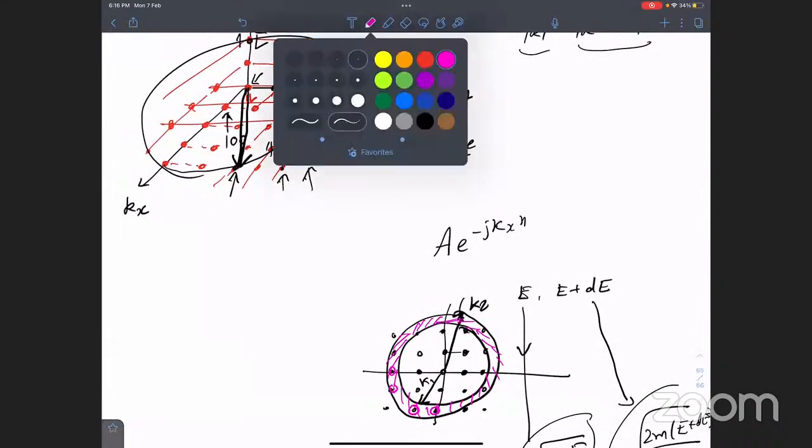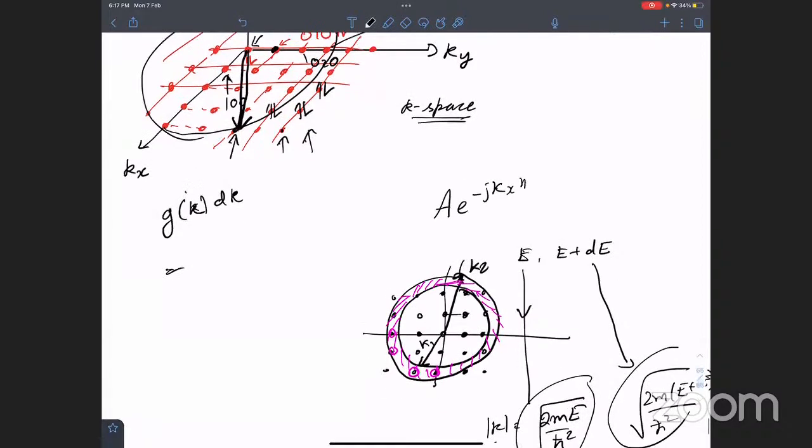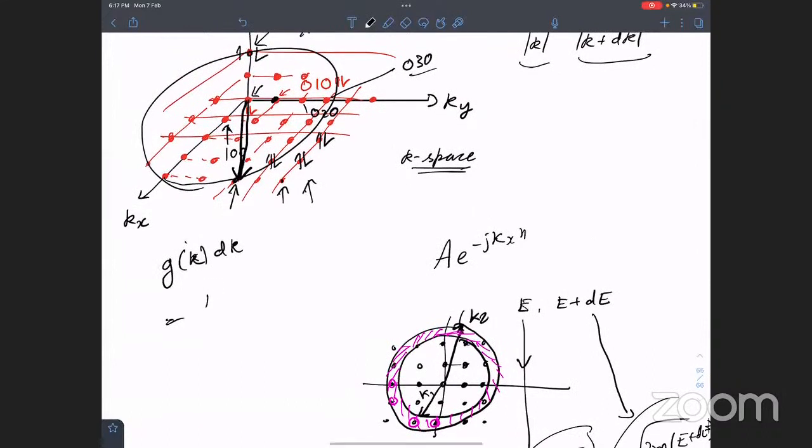Let me count the states, G of k, d of k, which are states that have the mod of k between a certain number k and k plus dk, right? So this is simply given by the area of the shaded ring. This is k, and this radius is k plus dk. That is going to be 2 pi r into dk, right? That is in 2 dimensions.